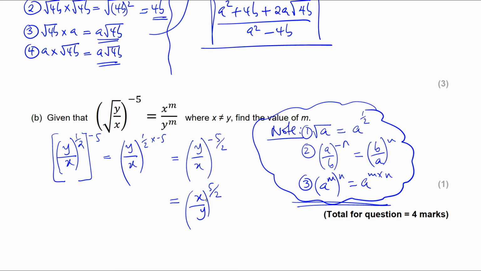And again here, we have everything to the power of 5/2. So this is the same as x to the power of 5/2 over y to the power of 5/2. The power applies to each of these. So basically, m here, by inspection, will be equal to 5/2.